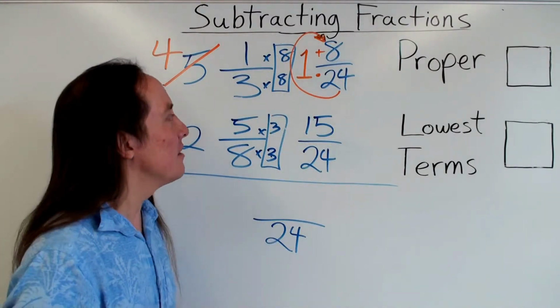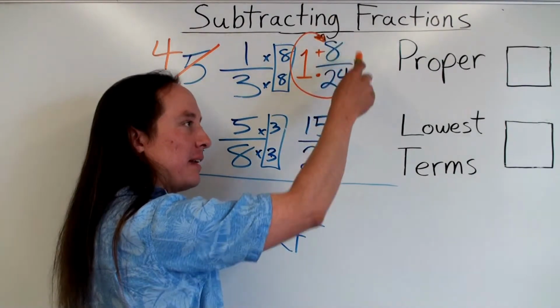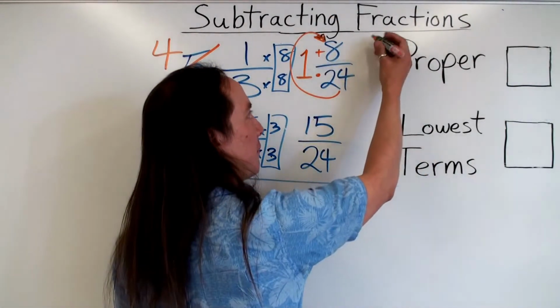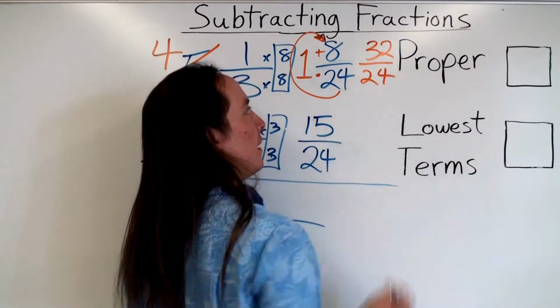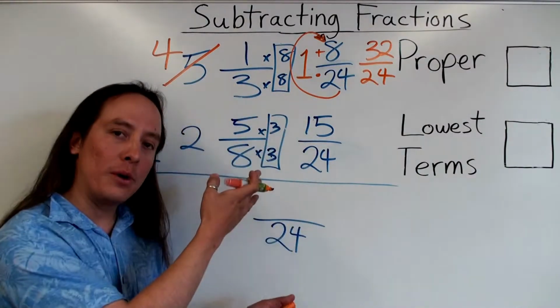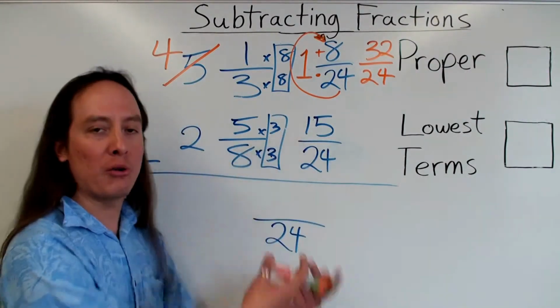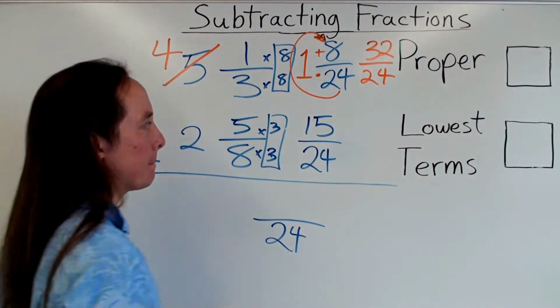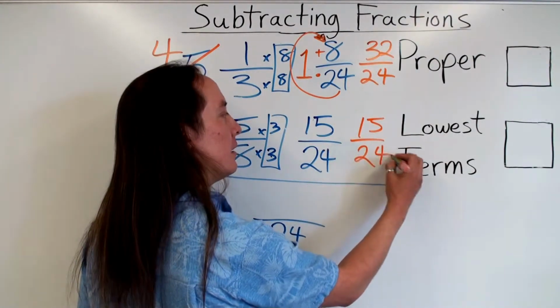So 24 times 1 is 24, plus 8 is 32. I had to think about it. Okay, so now we're saying 1 and 8/24 is the same as 32/24. It's just in the improper form. And then I'll just go ahead and rewrite the 15/24 over here.